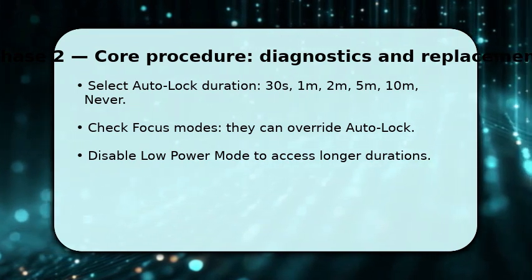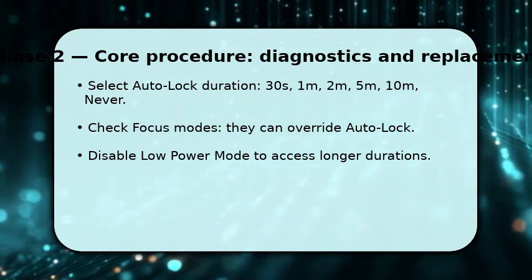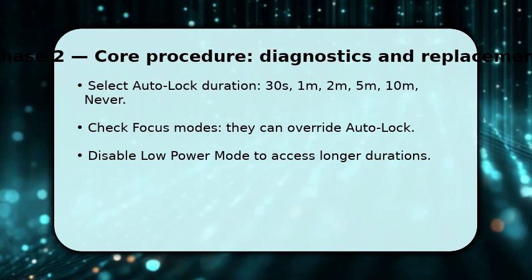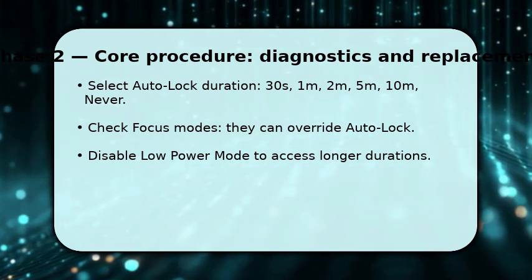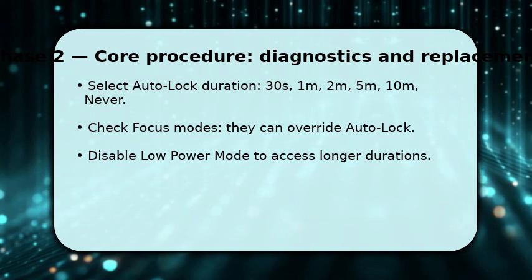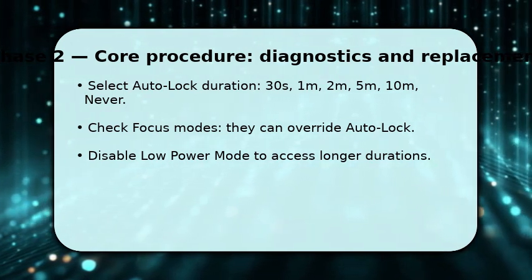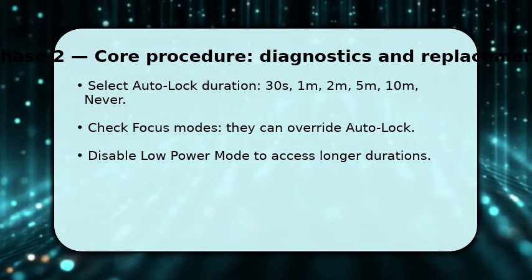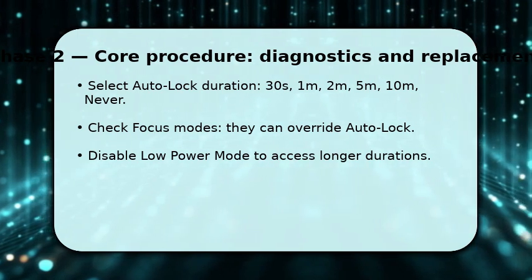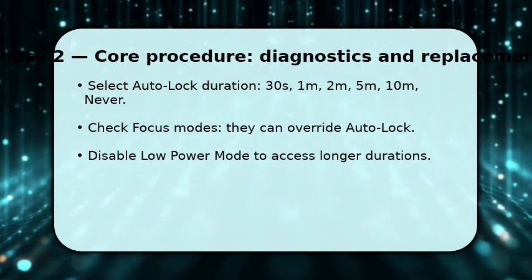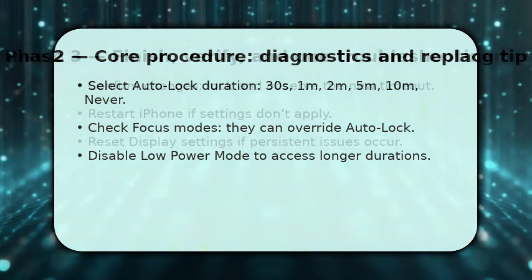Then open Focus settings. Some focus profiles prevent dimming or extend screen on time, so adjust those rules to match your chosen interval. If Low Power Mode is on, make sure to disable it briefly to allow longer Auto Lock options to appear. To finish, lock your iPhone and watch that the screen sleeps at the new interval.